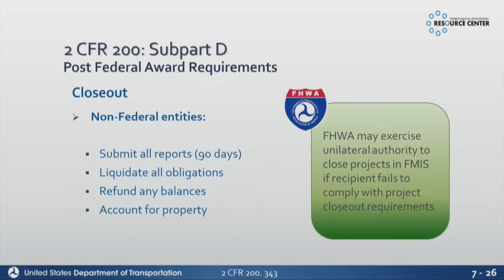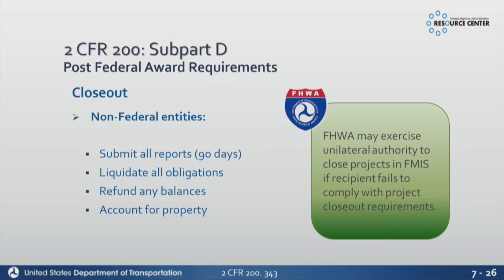Okay, we're almost done. We're going to cover these closeouts, and then we'll head out. So closeout, non-federal entities, and this is 2 CFR 200. This is where it says that you have to submit your reports and liquidate your obligations within 90 days of that end date. And it says there, Federal Highway may exercise unilateral authority to close projects in FEMA if a recipient fails to comply with project closeout requirements.